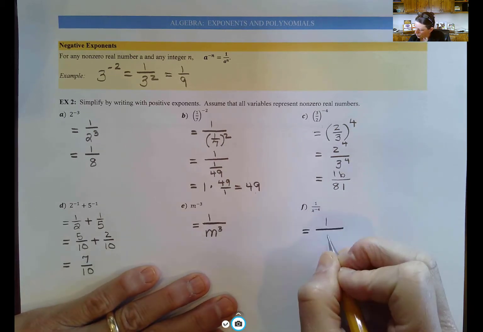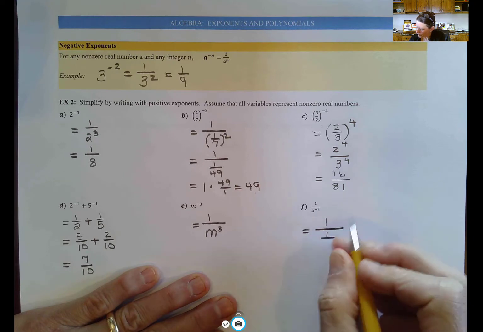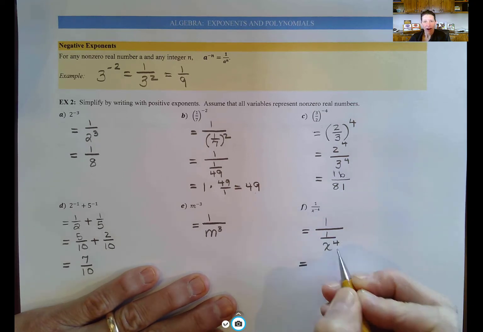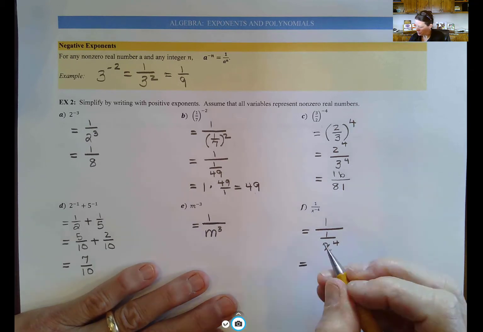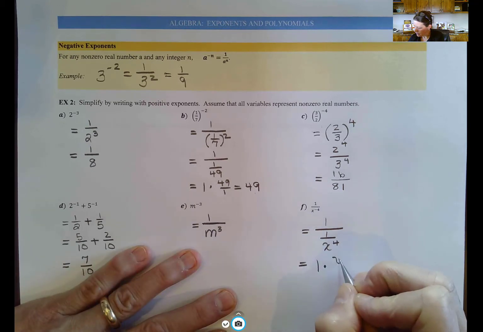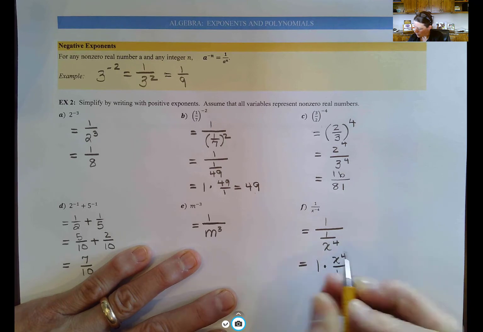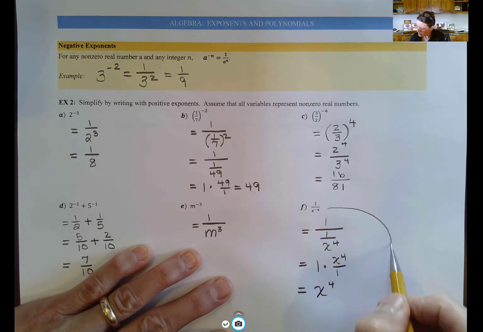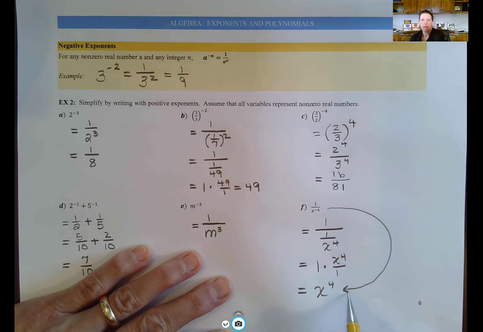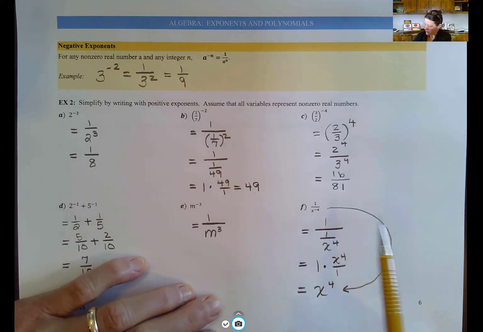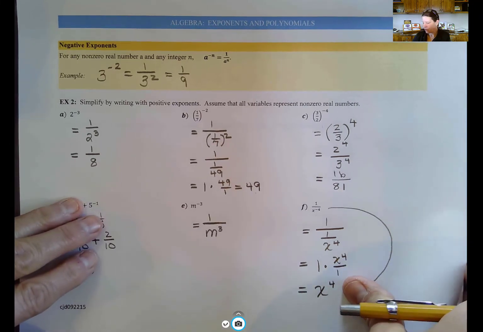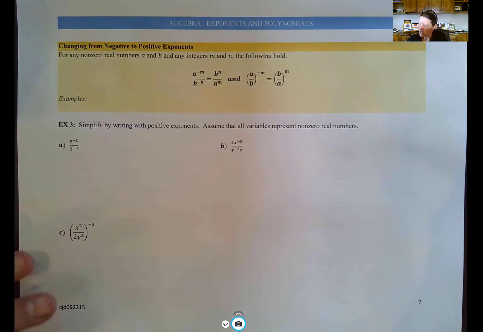If we go through the whole process, that would be 1 over x to the 4th. And dividing by a fraction, we multiply by the reciprocal, so that's a 1 times x to the 4th over 1, or just x to the 4th. But the next time you see one of these and you've got a base to a negative exponent in the denominator, just move it up to the numerator to simplify it. Cross the line, change the sign with those negative exponents.